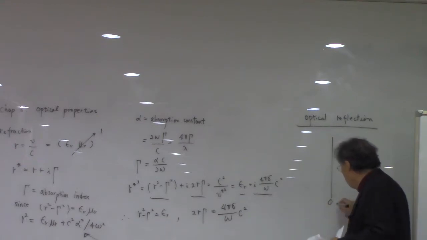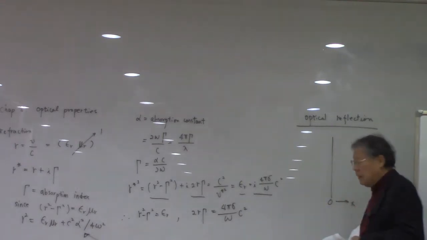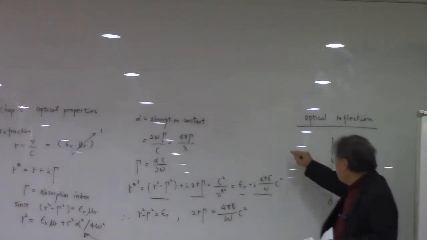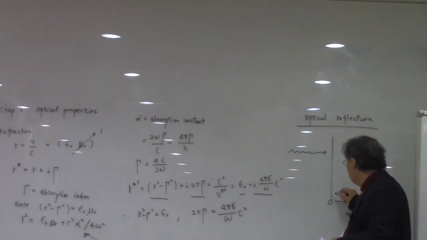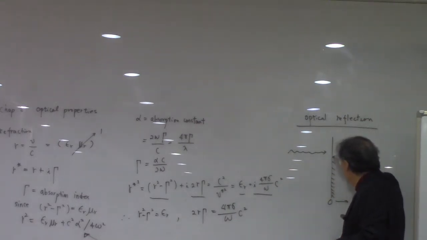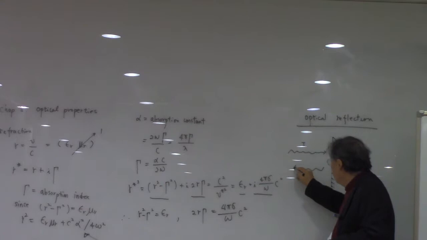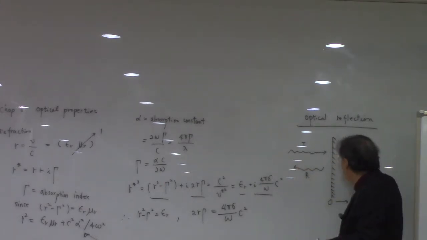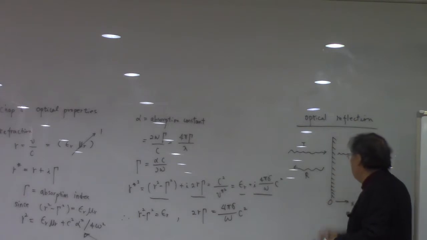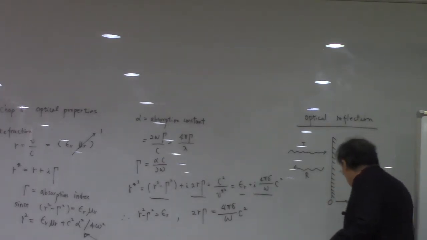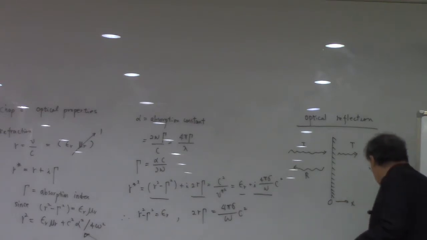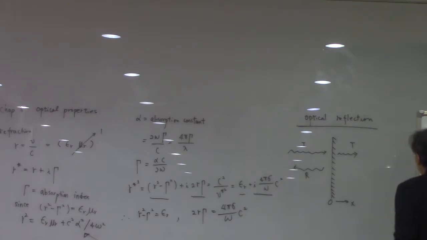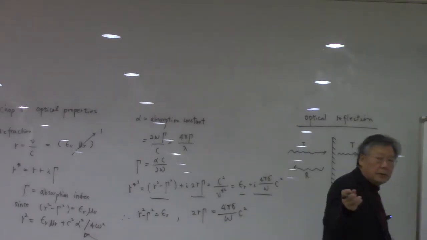All right, the reflection. If this is 0 and in this direction, physically, this is x, and the wave propagates towards the material. This is the material, this is the incident wave, this is the reflected wave, and this is the transmitted wave. So we are going to have 3 equations related to this situation.